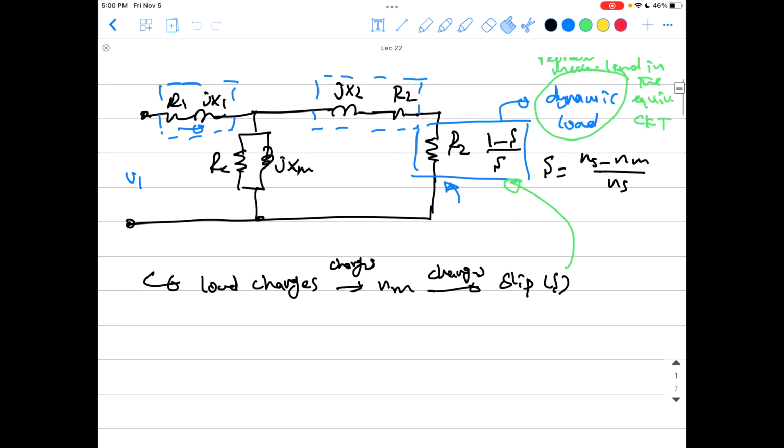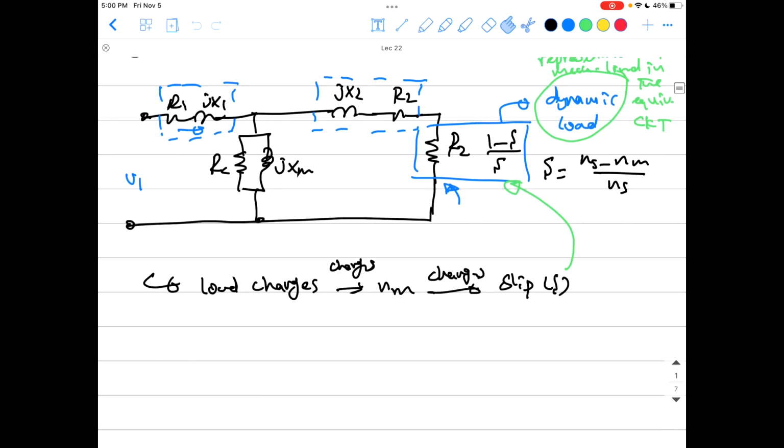So this looks almost like the equivalent circuit of a transformer, because like we said, the induction machine theory of operation just looks like a transformer but with a moving secondary winding. So the rotor here acts like the secondary of a transformer, but because the rotor can rotate, it's a rotating secondary winding.